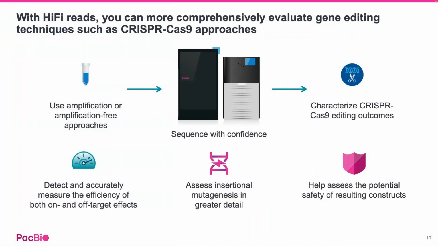We understand that AAV vectors are frequently used to deliver gene editing tools such as CRISPR-Cas9. HiFi sequencing also enables you to more comprehensively validate gene editing techniques. You can use either amplicon-based sequencing or amplification-free approaches on either the Sequel IIe or Revio to characterize CRISPR-Cas9 editing outcomes. This allows you to detect and accurately measure the efficiency of both on and off target effects, conduct insertion site analysis in greater detail, and help assess the potential safety of resulting constructs.